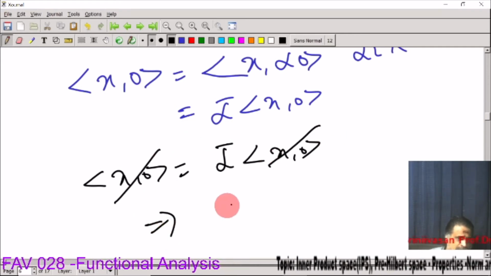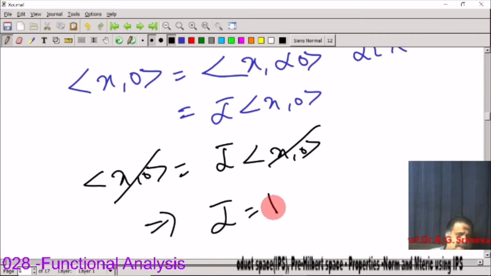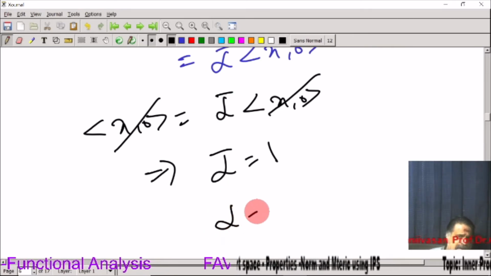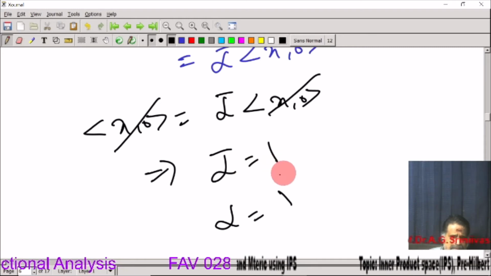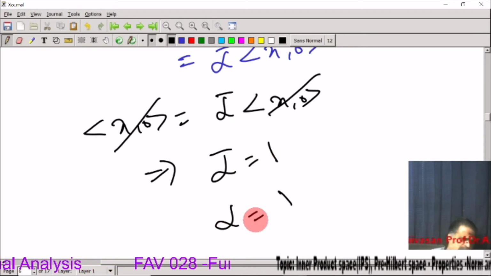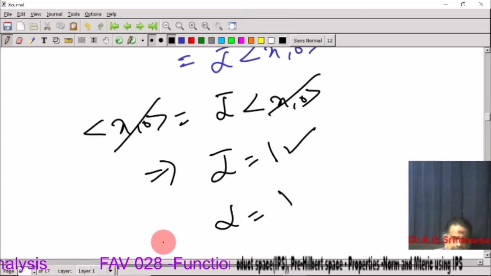This should imply alpha bar is equal to 1. And if alpha bar is 1, if alpha is the conjugate complex number, then suddenly alpha becomes 1 as well. Because alpha bar is 1, which does not have any complex component, alpha bar is equal to alpha is equal to 1. That's not important, but we make an observation: alpha bar equal to 1.